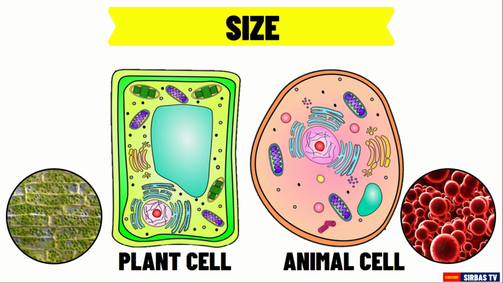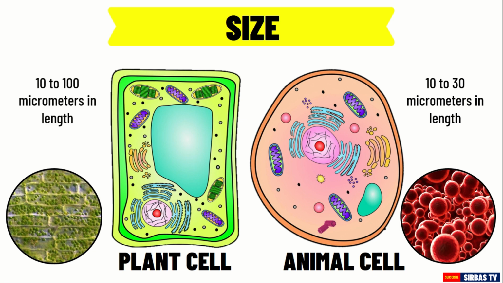When it comes to size, animal cells are generally smaller than plant cells. Animal cells range from 10 to 30 micrometers in length, while plant cells range from 10 to 100 micrometers in length. Take note, the size of plant and animal cells shown in the picture is just for representation. They are not their actual sizes.